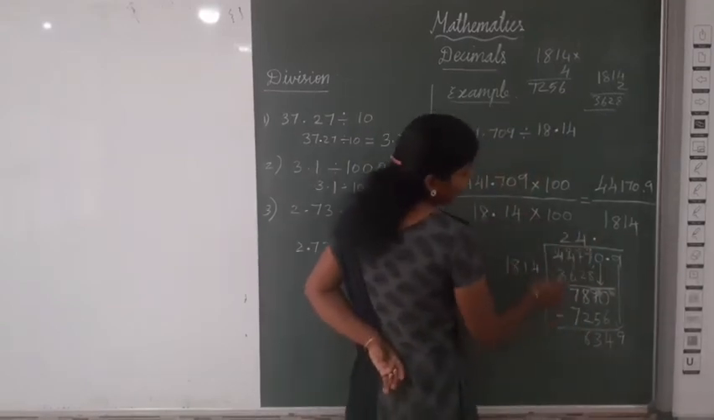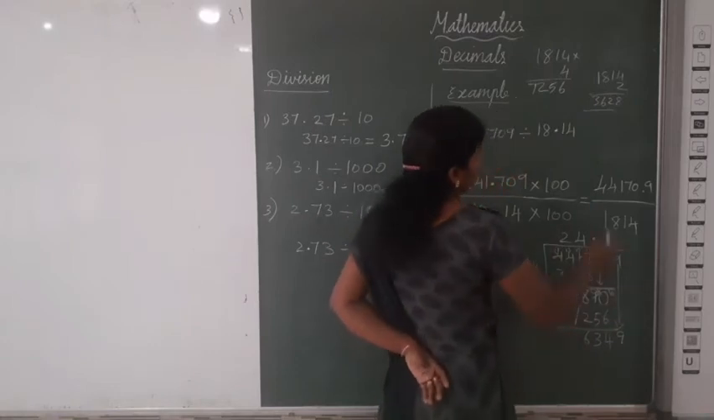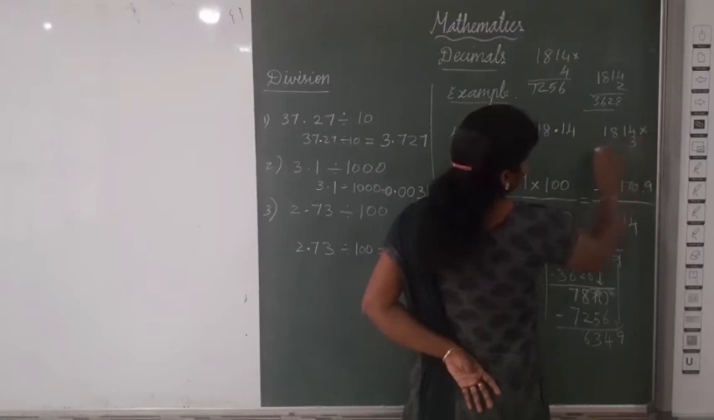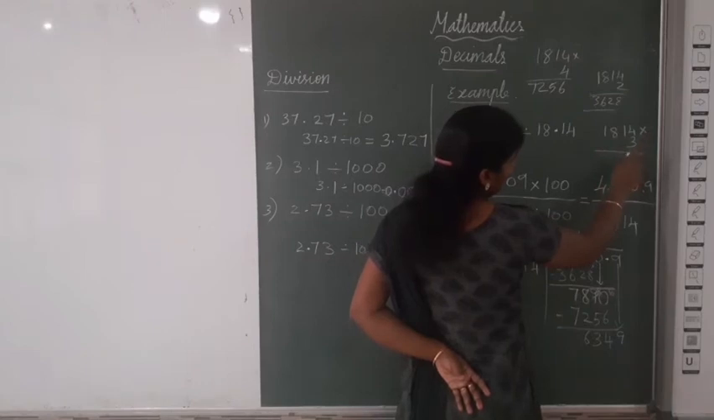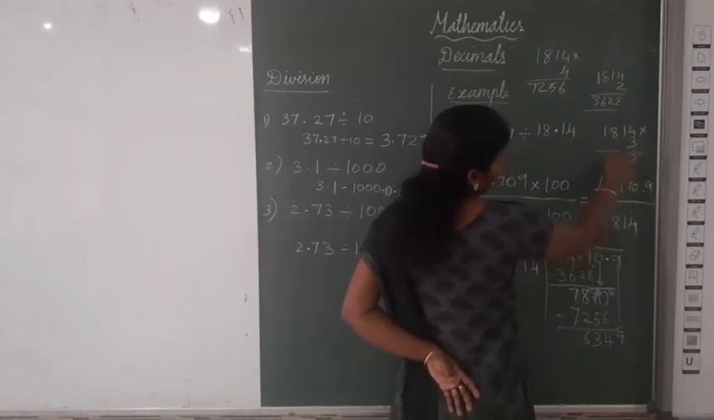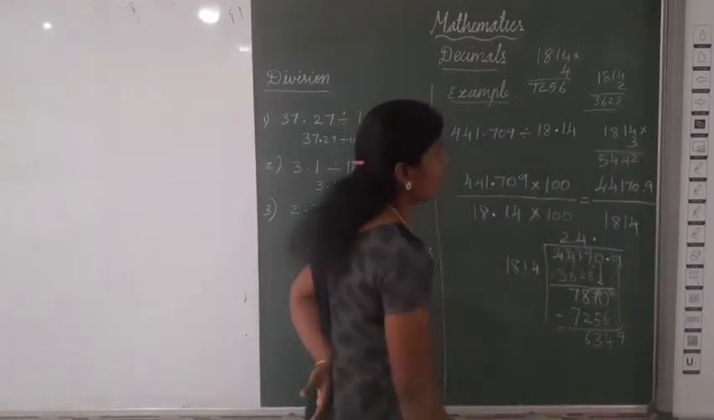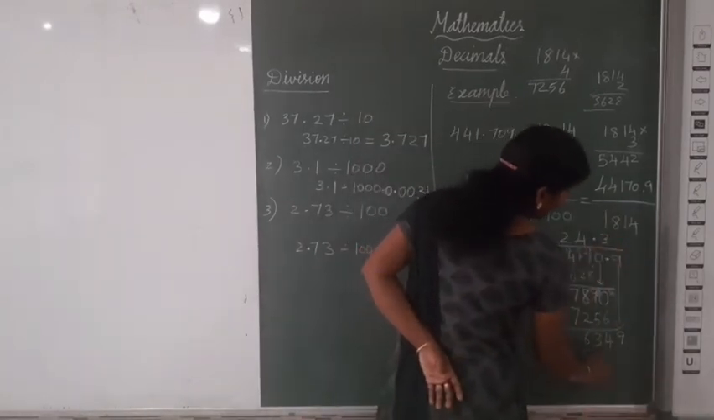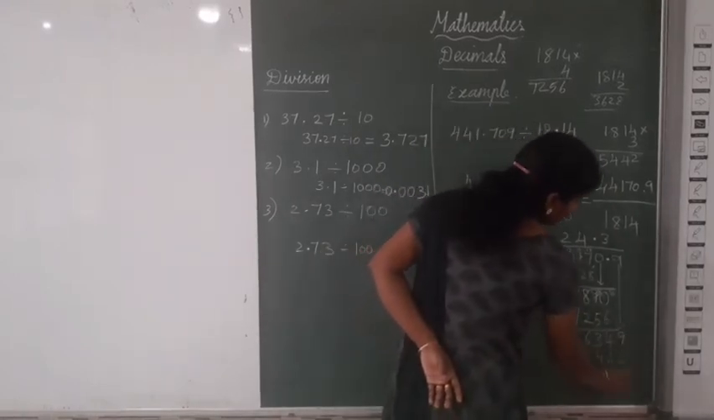Now 6349, 4 times we get 7256. Maybe this is 3 times. Just you check 1814 into 3. 4 3s are 12, 1 balance. 1 into 3, 3 plus 1, 4. 8 3s are 24, 2 balance. 1 into 3 plus 2, 5. 5442, isn't it? 3 times 5442.